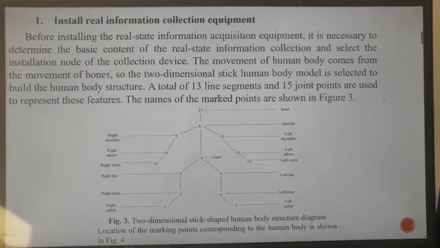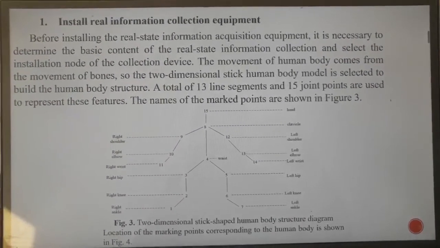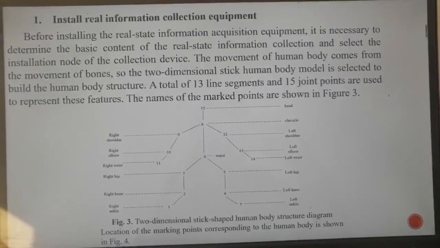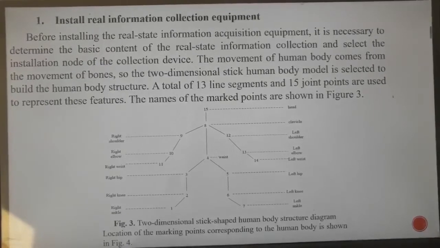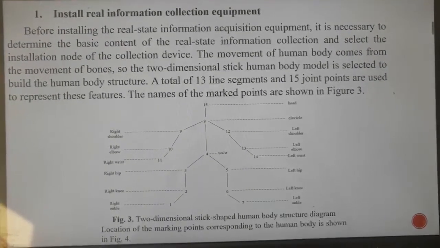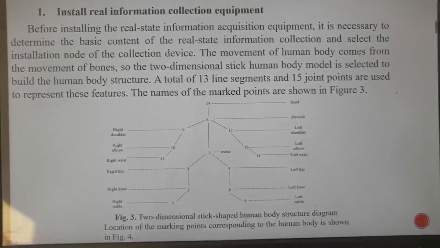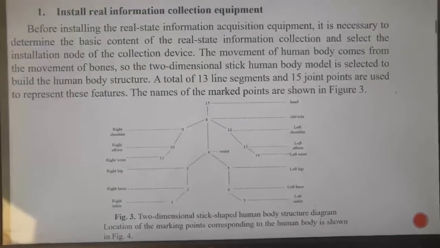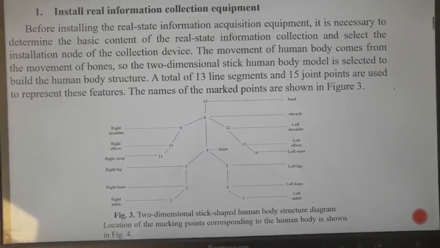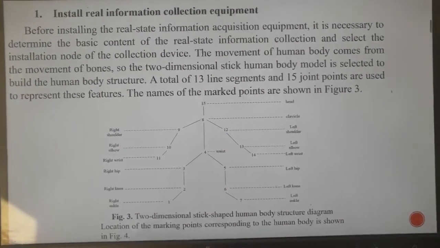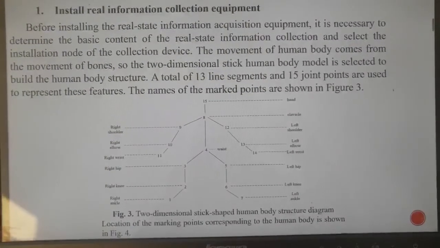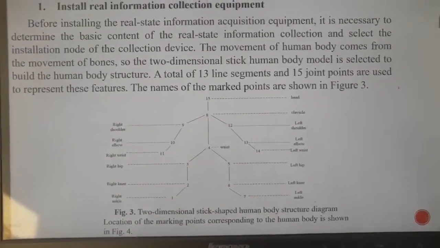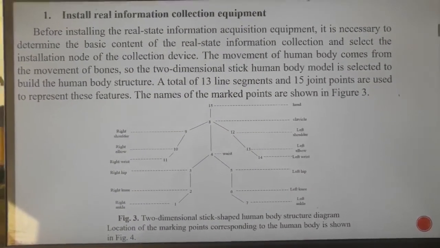Two, install real information collection equipment. Before installing the real information acquisition equipment, it is necessary to determine the basic content of the real information collection and select the installation node of the collection device. The movement of the human body comes from the movement of bones. So the two-dimensional stick human body model is selected to build the human body structure. A total of 13 line segments and 15 joint points are used to represent these features. The names of the marked points are shown in Figure 3.